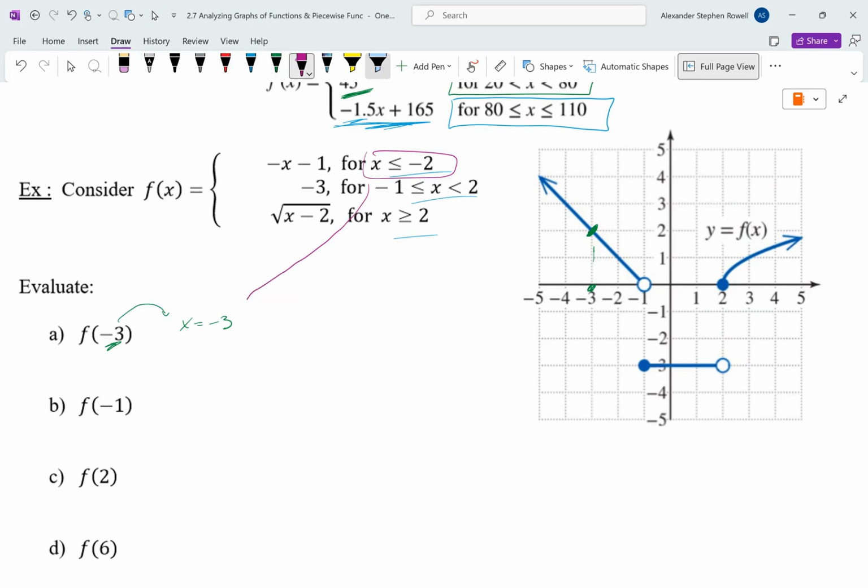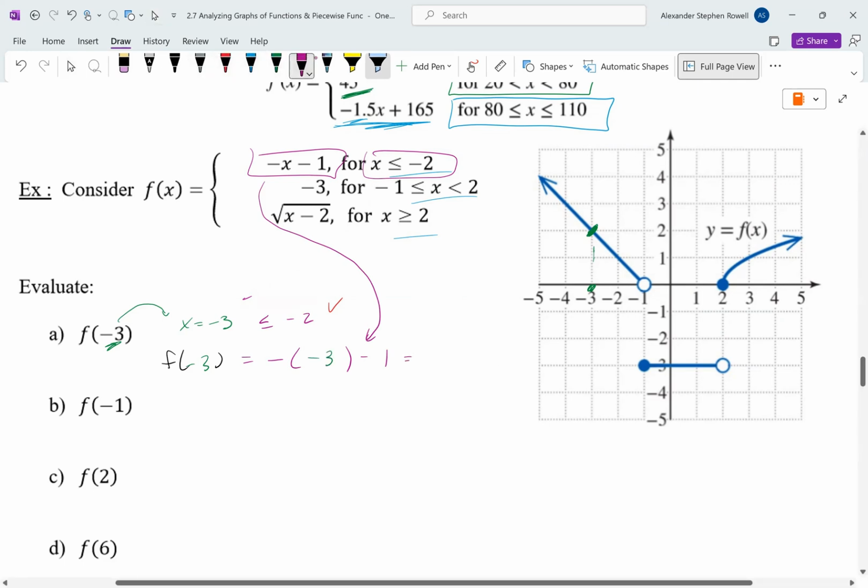In this case, is it true that negative 3 is less than or equal to negative 2? Yes, it is true. So that means f of negative 3 looks like the top function, which is equal to negative x minus 1, and I plug in -3 for x. My answer is 3 minus 1, which is 2. Any questions about that?